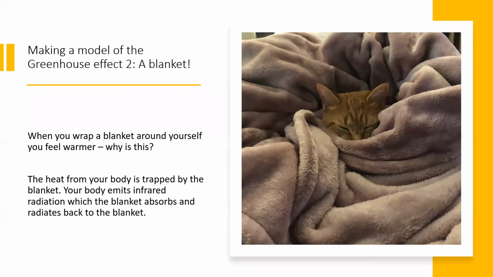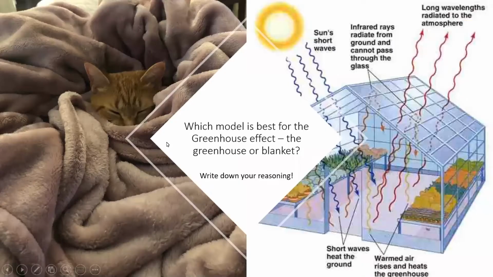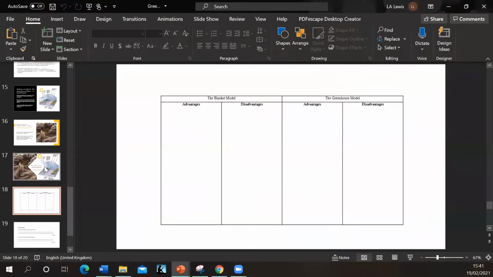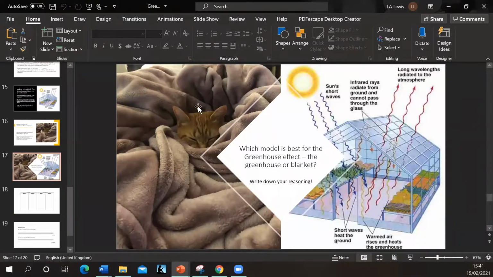So both of these are not perfect models, but it makes you think a bit. Sometimes people say it's like a blanket around the Earth. What I want to do then is zoom out of this so I can write on things. Which model is best for the greenhouse effect, the greenhouse or a blanket?